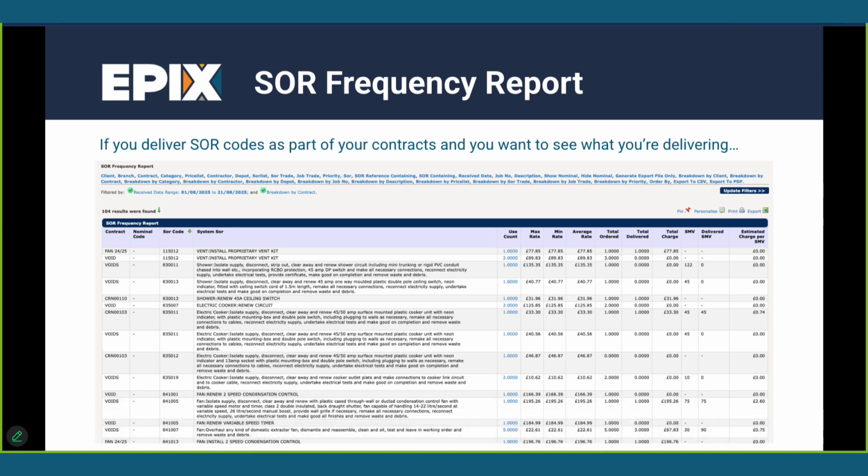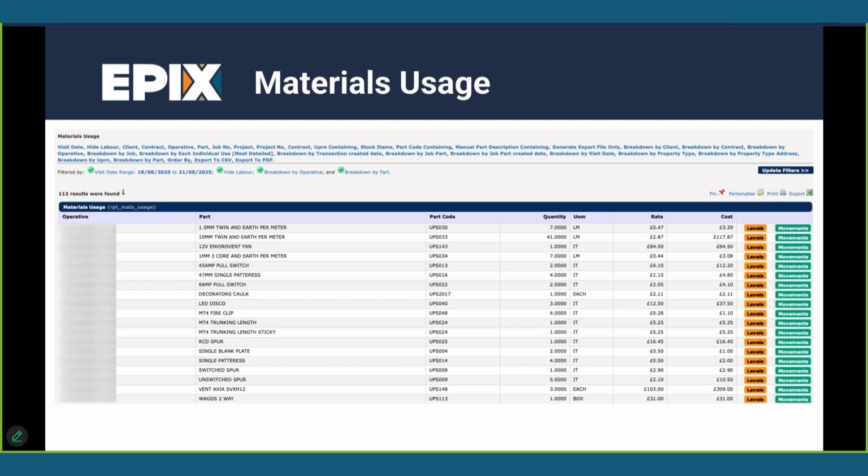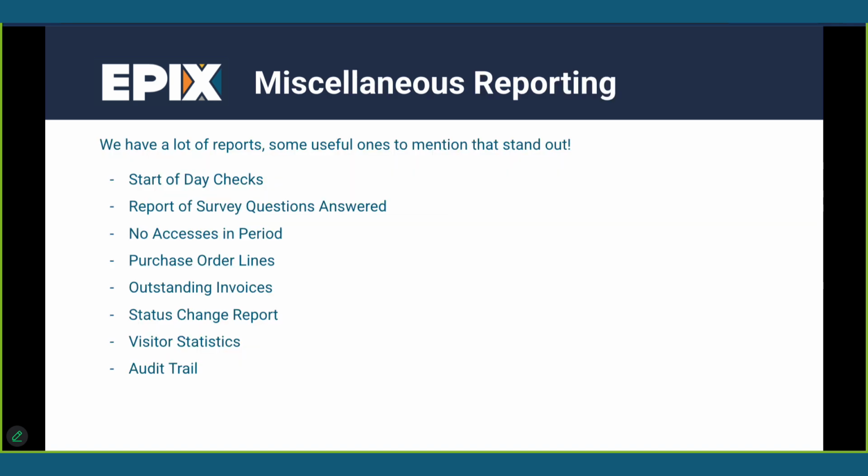I mentioned that not everybody uses that and some people might favour materials. Well, again, similar idea, broken down by the operative, names of which I've blurred out for data protection reasons, but also the parts that they might have used. So you've got the different materials usage, quantities and rates and costs and so on. So those are my top 5 for that. There are loads of others. So if you need anything particular, please let us know.